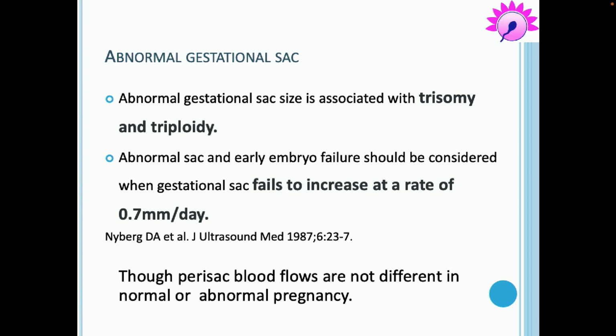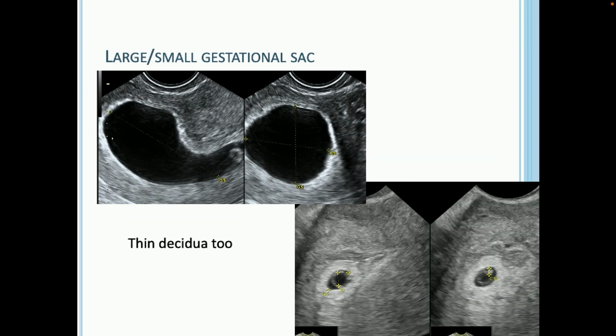Abnormal gestational sac size is associated with trisomy and triploidy. If we say normal growth rate of the sac is 1 millimeter a day, even if it grows up to 0.7 millimeter a day, it's still fine. But if the growth rate is even lesser than that, that is when it is truly a bad prognosis. Though it is important to remember that the perisac flows are not always different in normal and abnormal pregnancy, and therefore that should not be taken as the only parameter to tell you that it is a good or a bad prognosis of pregnancy.